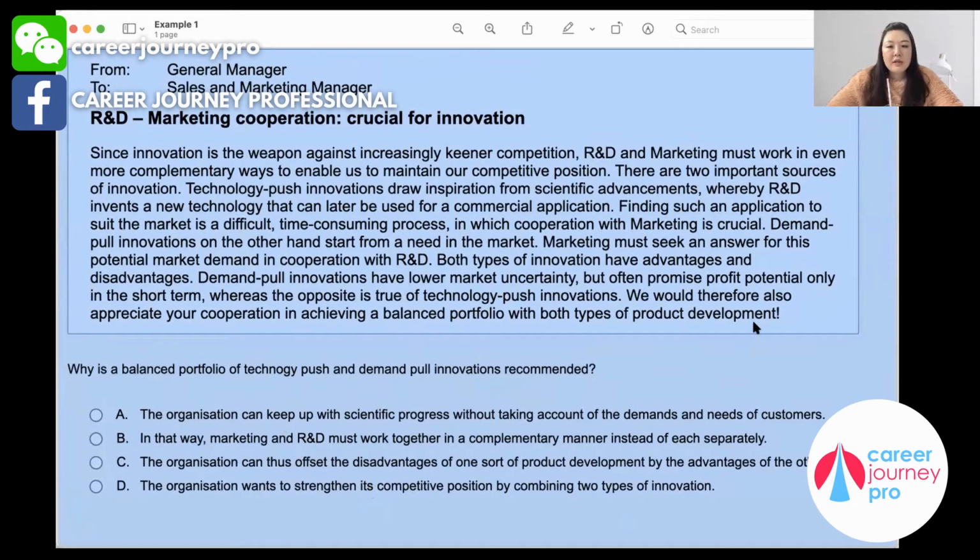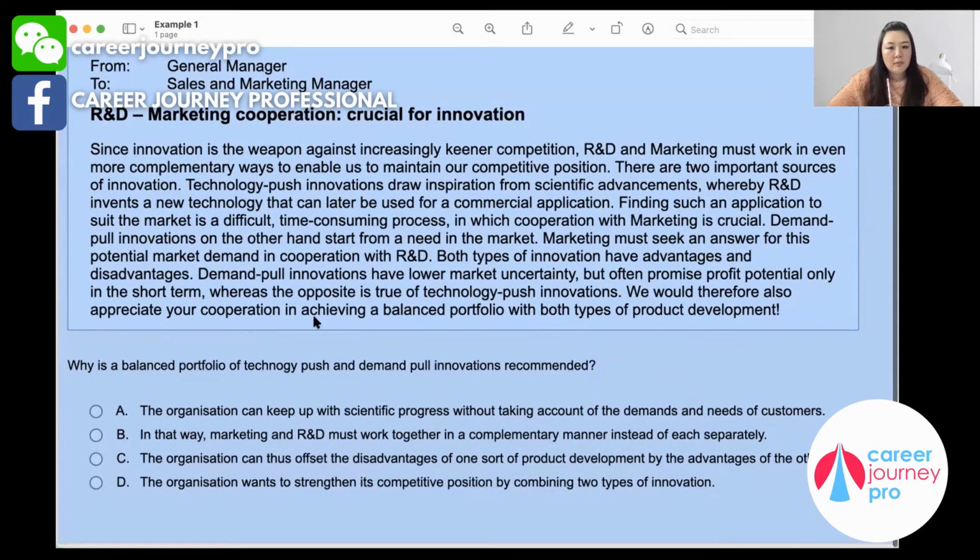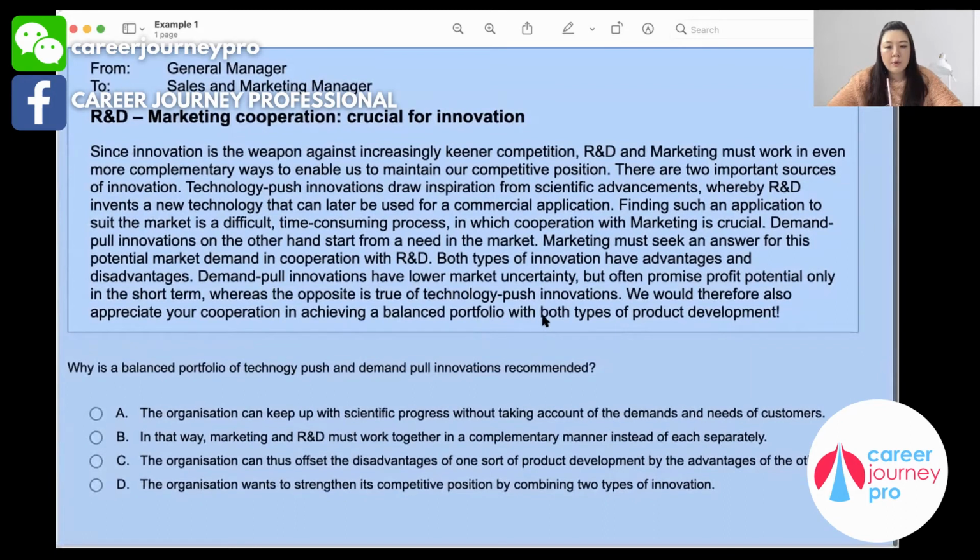And when we read the last sentence, we would therefore also appreciate your cooperation in achieving a balanced portfolio with both types of product development. Now, this comes to my point number 2. Look at the keywords from the questions.